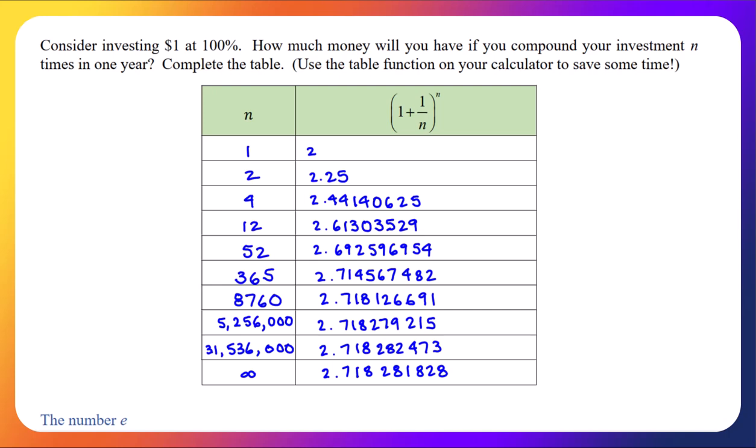Some of you might wonder what happens if I keep on compounding interest in smaller and smaller times. So for example, this is once a year. This is twice a year, or semi-annually, I should say. Let's rewrite that. Twice a year. So yearly, semi-annually. 4 times a year is quarterly.